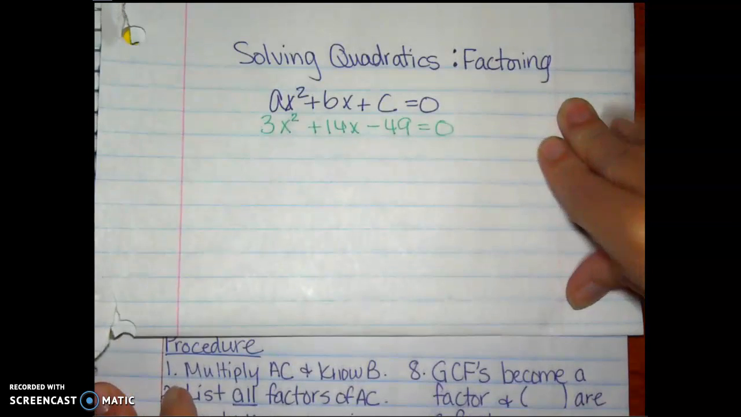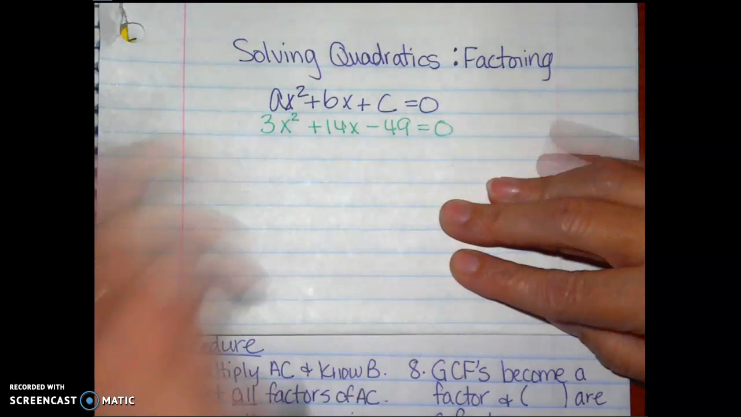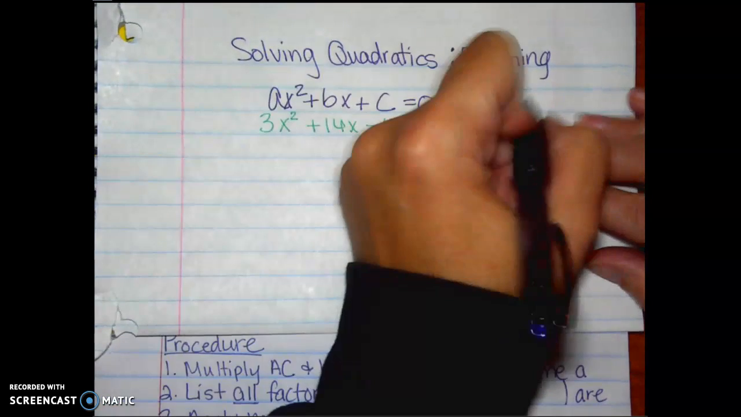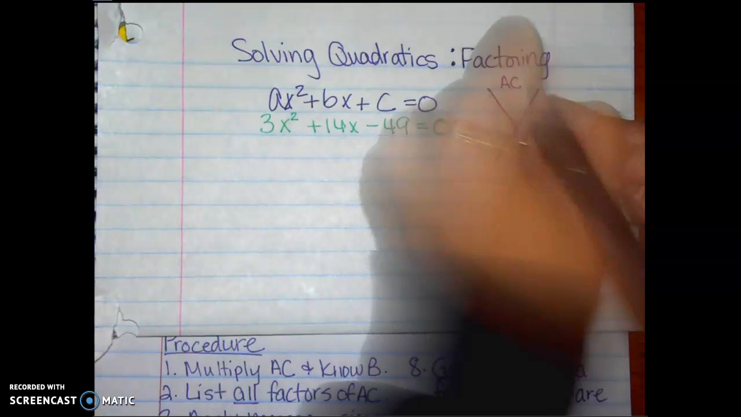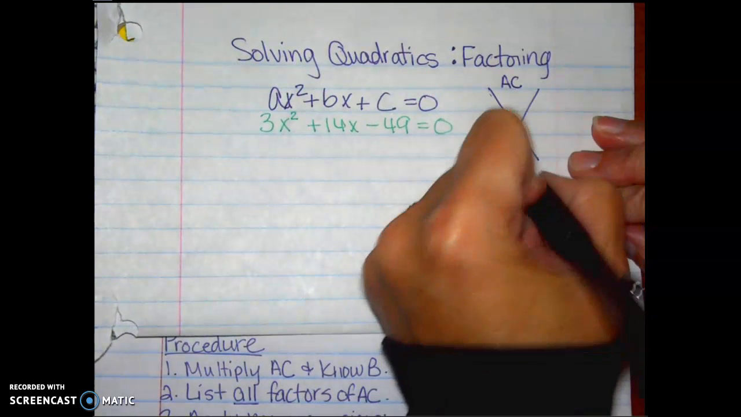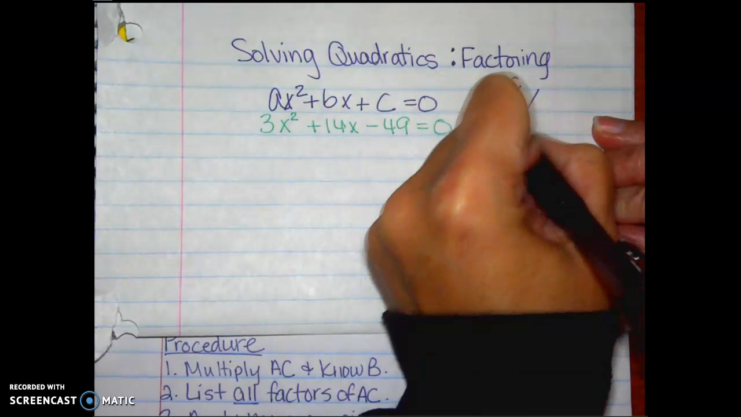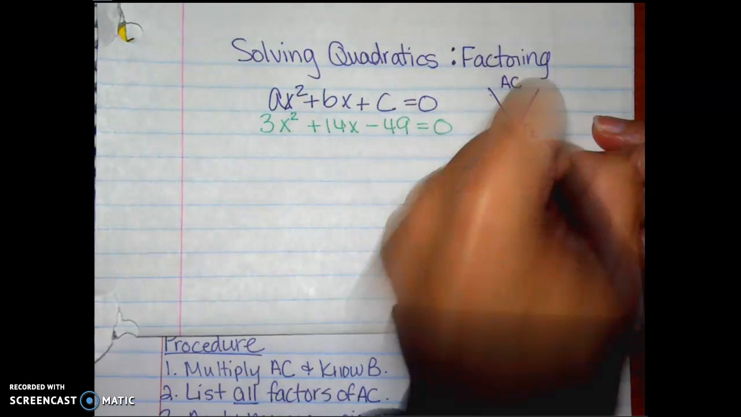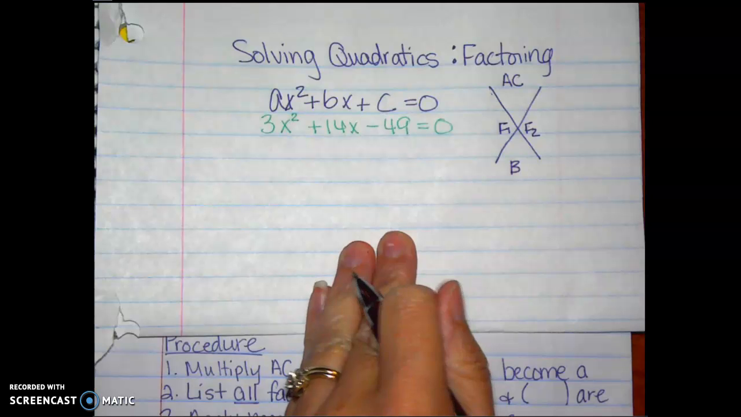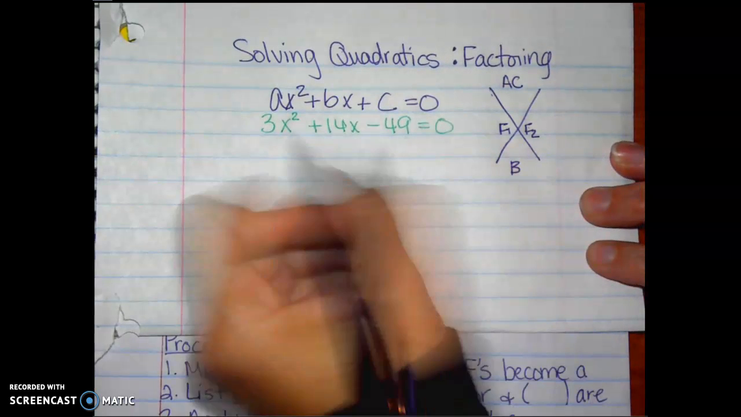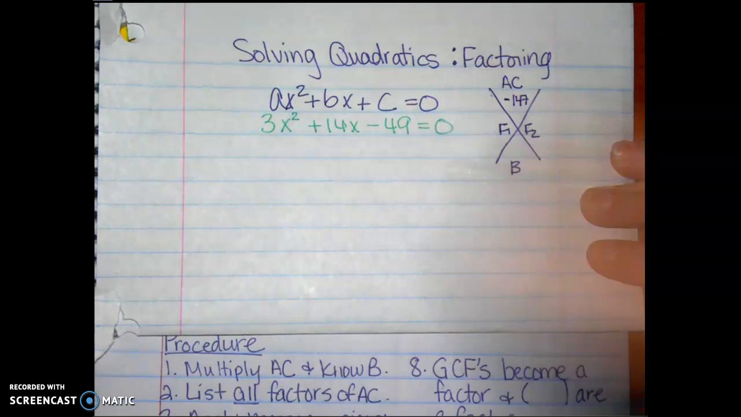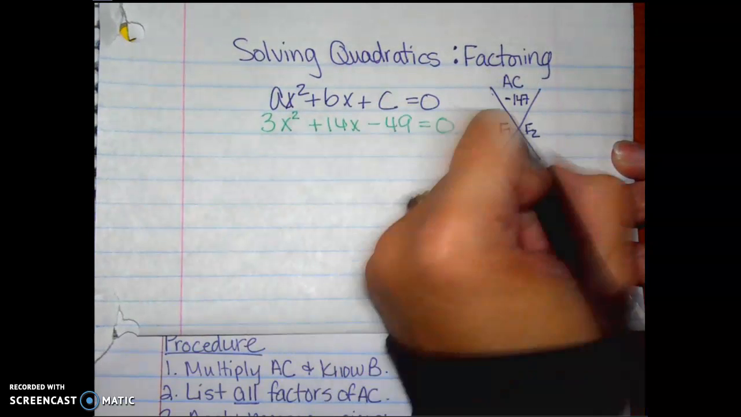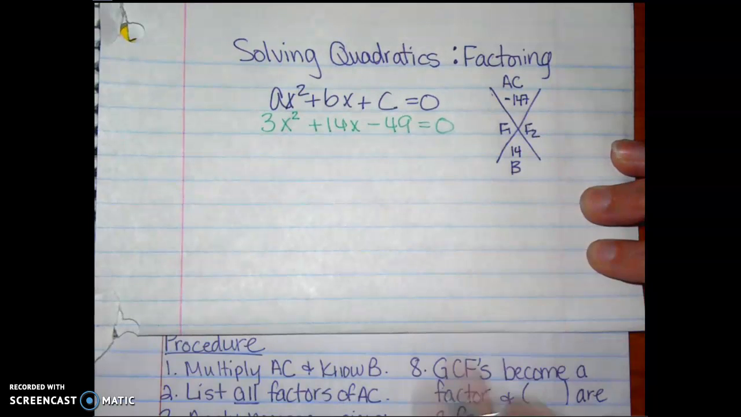So coming back up, I like to make an x, and this is where my AC is going to go, and this is where my B is going to go, and this is going to be my first factor, and this is going to be my second factor when I find them. So A times C, so that's 3 times negative 49, that gives me negative 147, that's going to go here. My B is 14, it's that middle term.